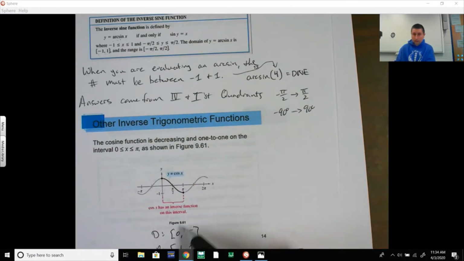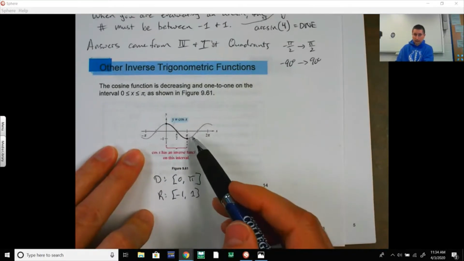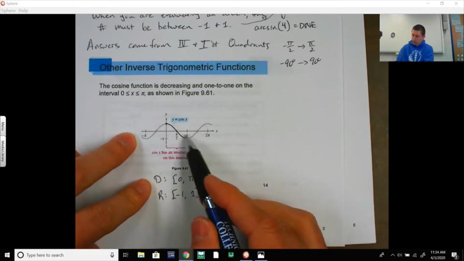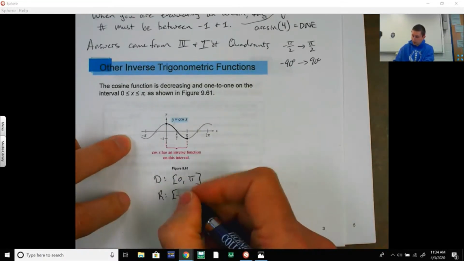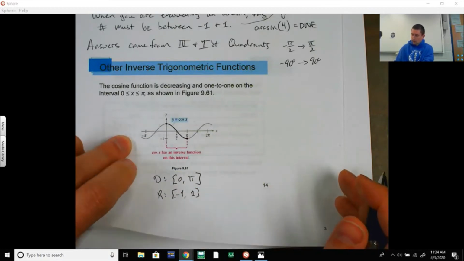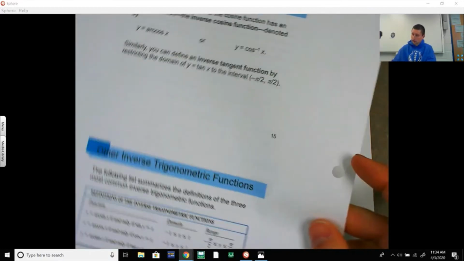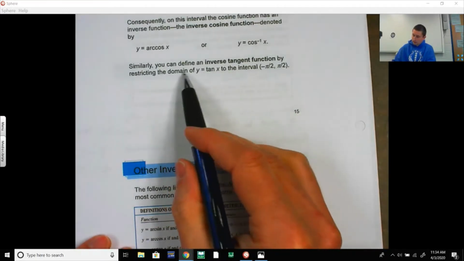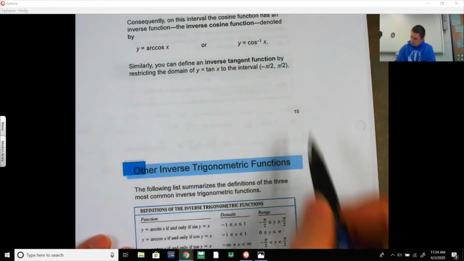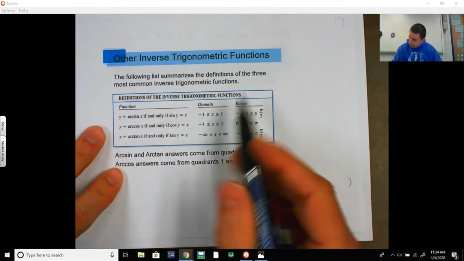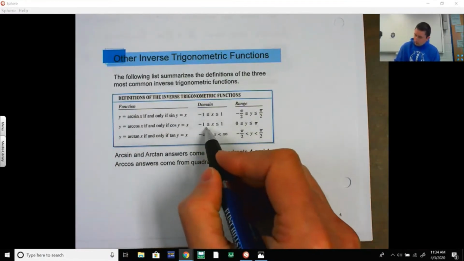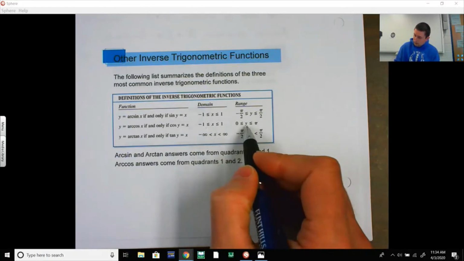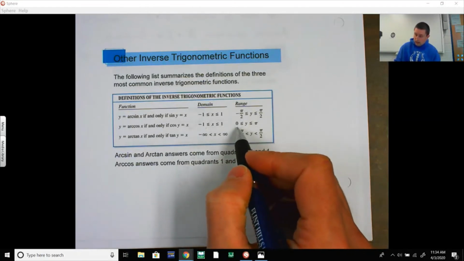Okay, so this is the domain of the graph and what they're restricting it at. They're restricting it from 0 to pi, range is from negative 1 to 1. So when you look at the arc sine or the arc inverse cosine, down here, the domain is negative 1 to 1 for the inverse sine, and your range is from 0 to pi.